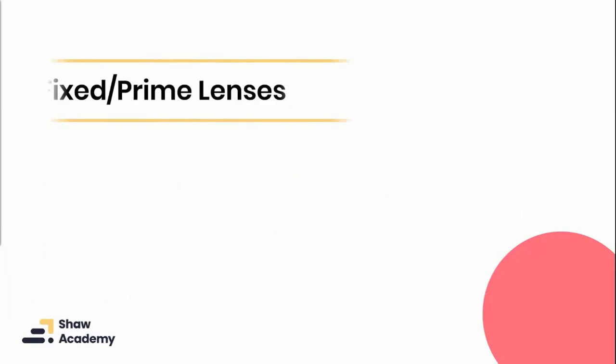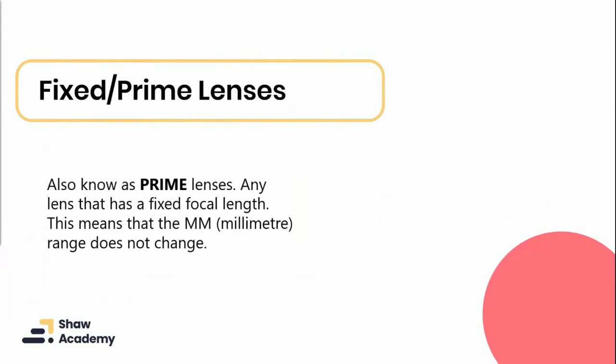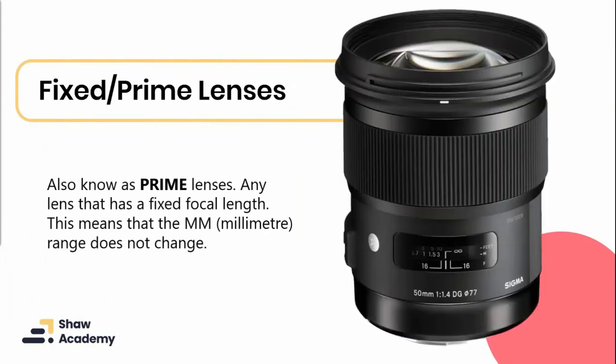Now, the opposite of that, for want of a better word, are fixed or prime lenses. Fixed or prime lenses are lenses that only have one single focal length available to them. So, for example, the 50mm Sigma lens that I have displayed here, it's only 50 millimeters. In other words, I can't zoom in, I can't zoom out. If I wanted to get closer to my subject, I have to physically get closer to my subject. If I wanted a wider shot, I have to physically take some steps back. These are also known as prime lenses.